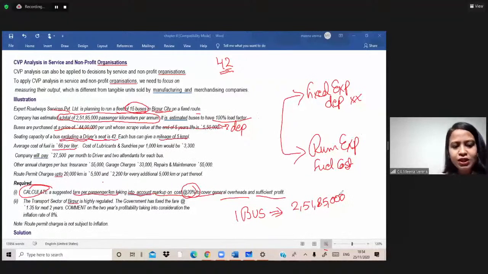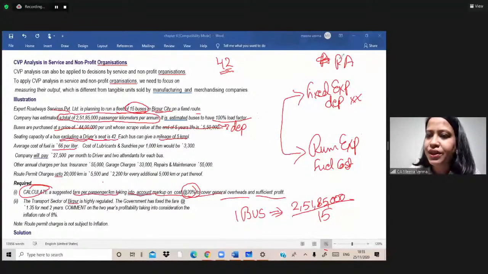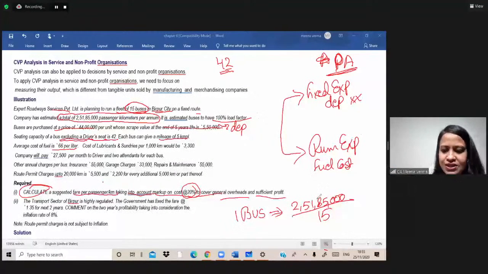This is the total passenger kilometer per annum for the 15 buses. If you divide it by 15, you will get the passenger kilometer for each bus per annum. Let us consider that we are calculating this value on a per annum basis, for the entire year. For one bus, they are traveling this much passenger kilometer.